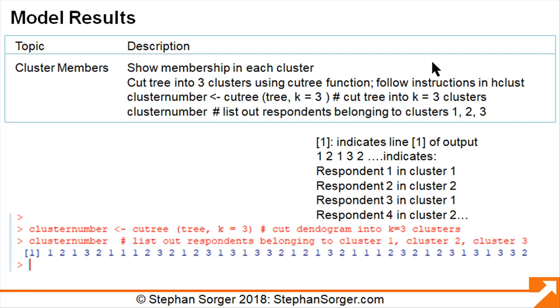We now move to the model results section of the presentation, where we present our results. In our case, we'll show the membership of each cluster or segment. To do so, we use R's cutree function to cut the tree into the 3 clusters we saw earlier.